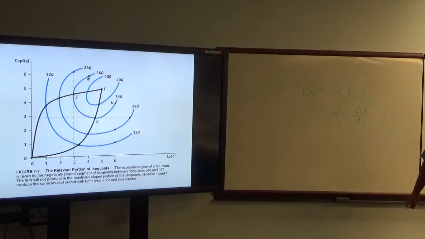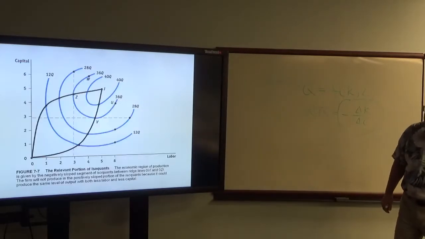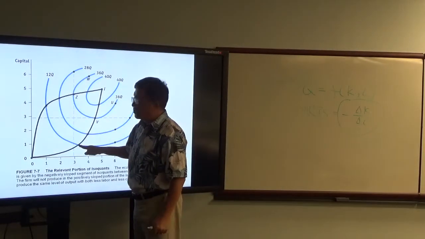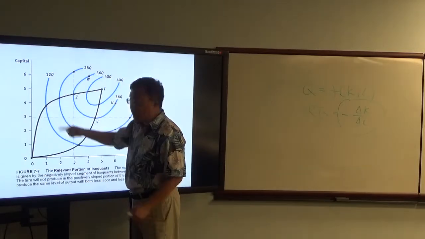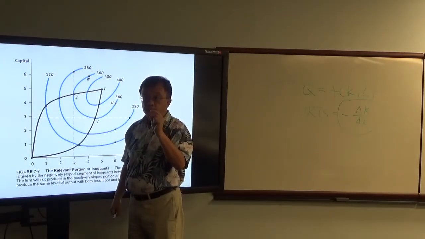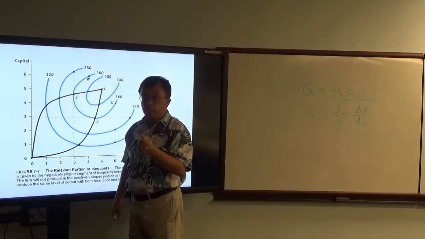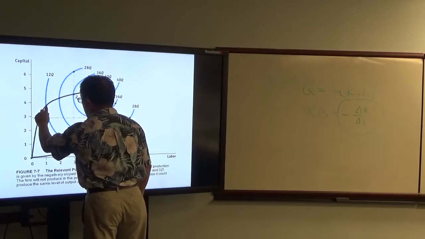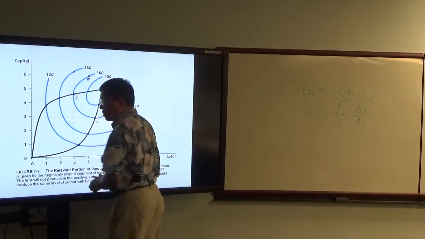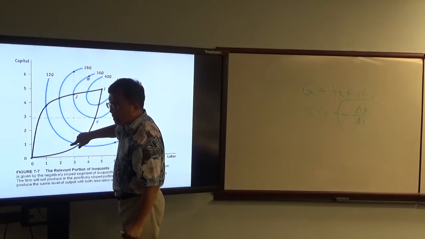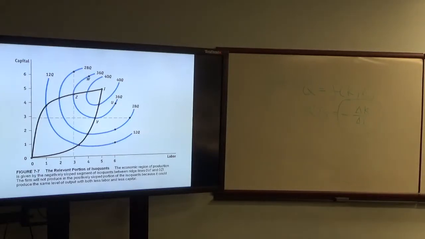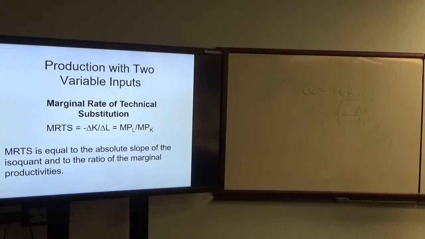So what is the marginal rate of substitution? If we move around this isoquant from this point to this point, you start to give up the amount of capital, but you start to use more and more labor. So for each additional decrease in capital, you will use more and more labor. So the marginal rate of technical substitution tells us what?